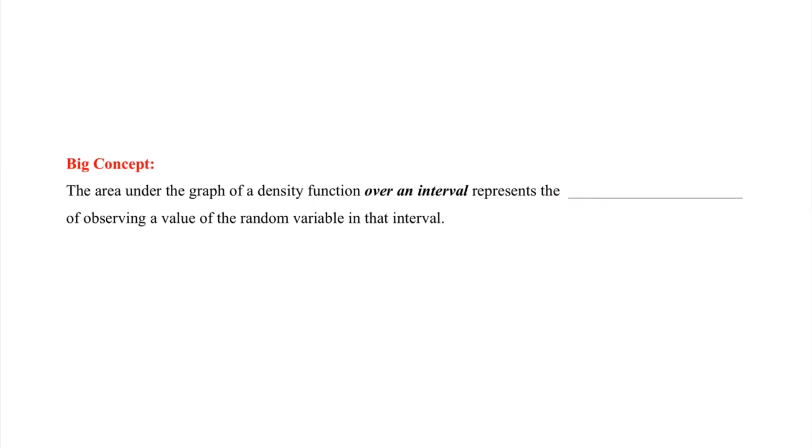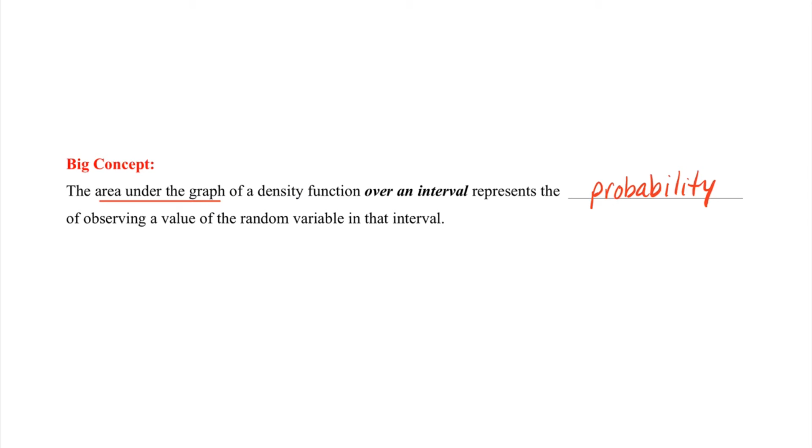But here's the big new concept that we're trying to grasp through this example. Not just that we're working with a uniform distribution for the first time, but that the area under the graph of a density function. A density function is what we just showed with those graphs. But the area under the graph of any density function over an interval represents the probability of observing a value of that random variable in that interval. To de-staticify this a little bit, the new concept is the area under the graph represents probability for us.